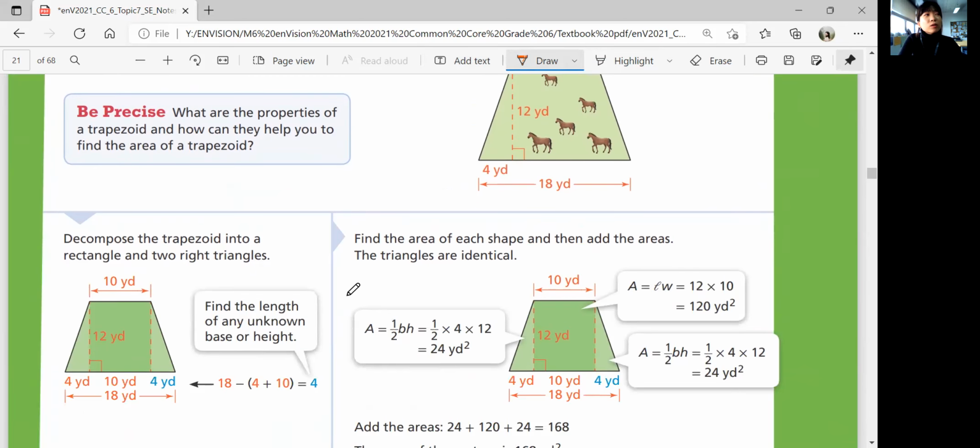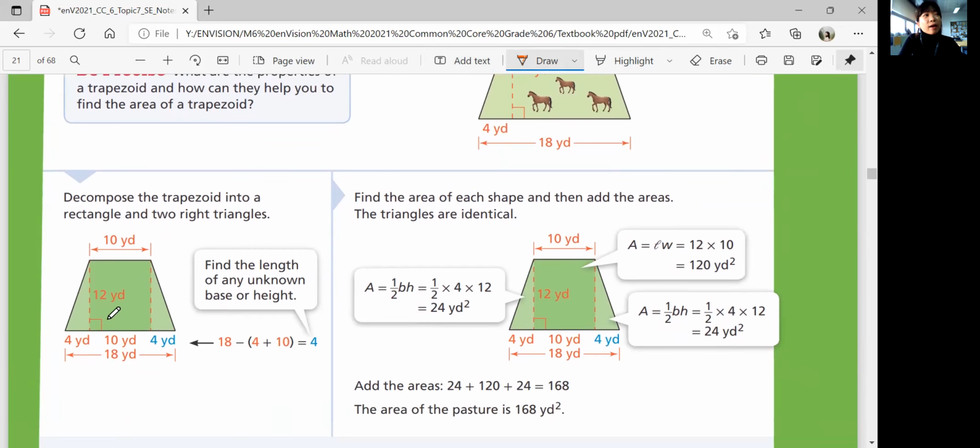So you're going to decompose the trapezoid into rectangles and triangles, and then figure out the area of the rectangle, then figure out the area of a triangle. And yes, there is an easy way. There is an equation for a trapezoid, but before that, we're going to learn this way first so that you understand where the equation comes from.